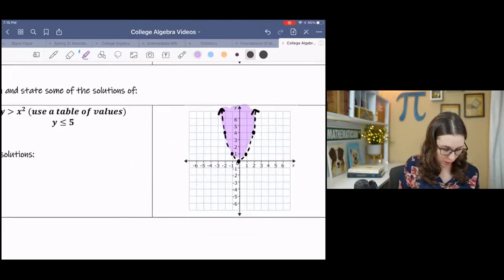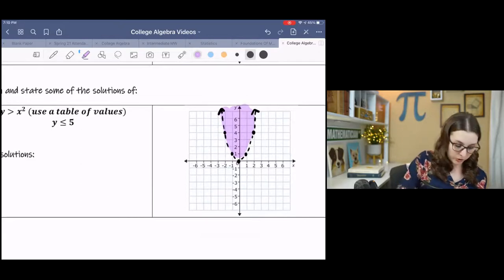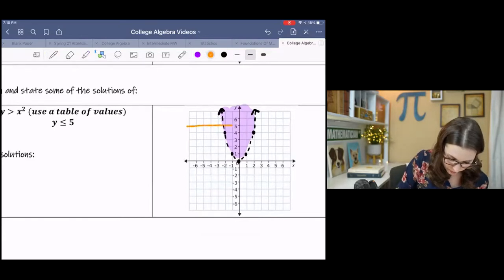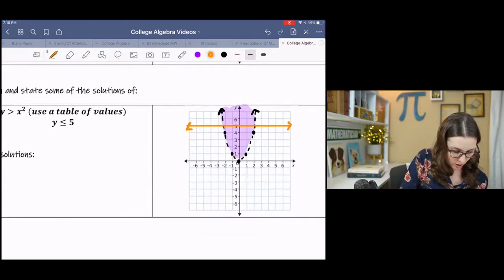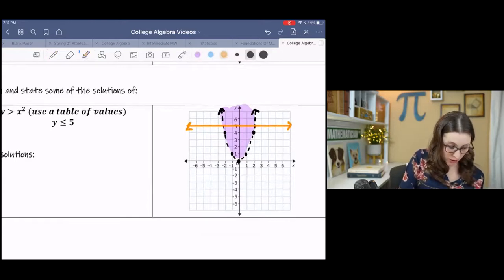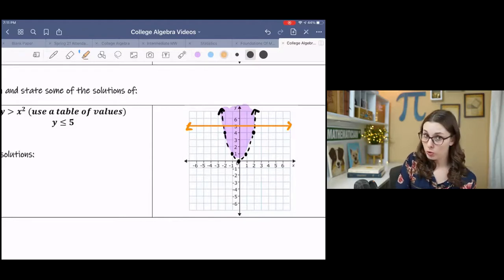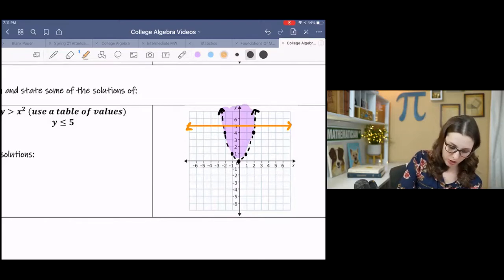And then our second inequality is y is less than or equal to 5. We know how to graph y equals 5. That is a horizontal line through 5. And this is a solid line. And we got to shade. So less than or equal to 5 is going to be above or below our line. Less than is below. So we're going to shade down here.